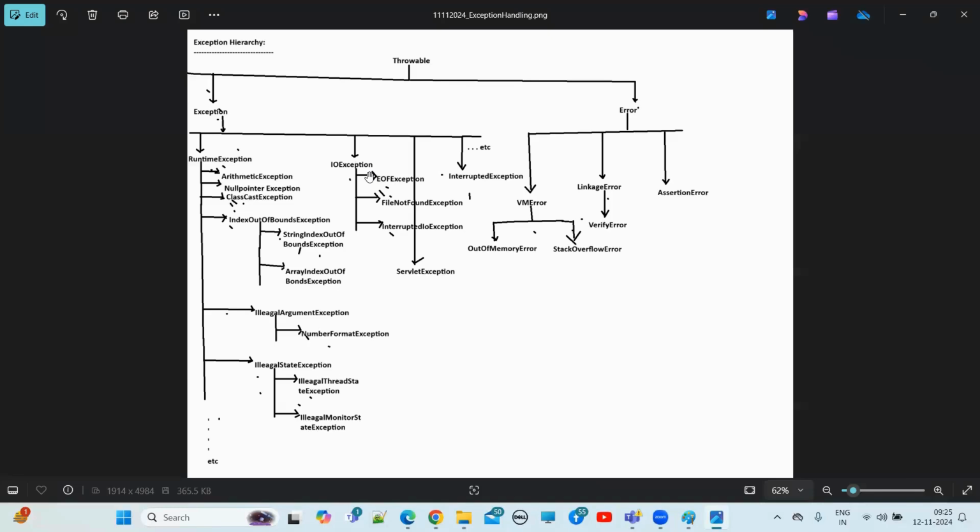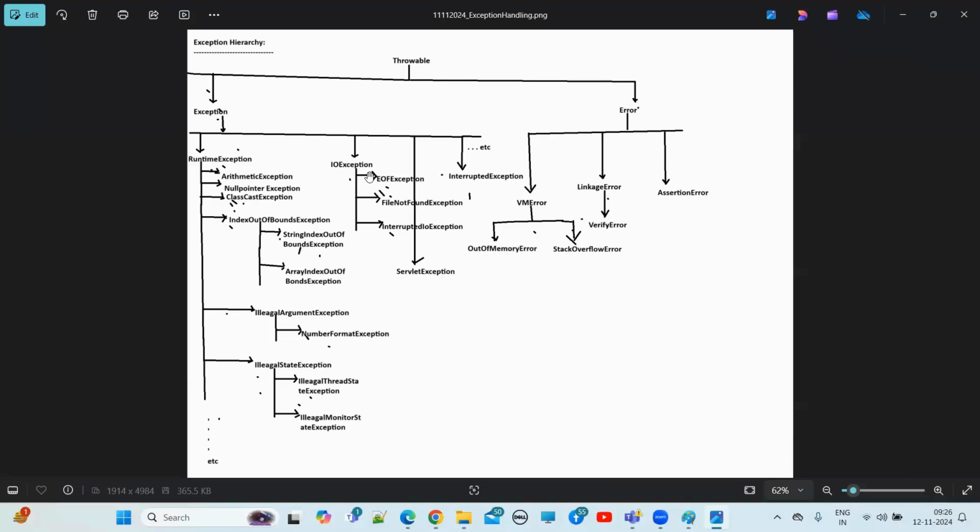A checked exception is said to be partially checked exception if and only if some of its child classes are unchecked. Understand? Some of its child classes are unchecked. Such type of exception we call partially checked exception. So when can we say a particular checked exception is partially checked? If one of its child classes is an unchecked exception, then that particular parent class we call a partially checked exception.